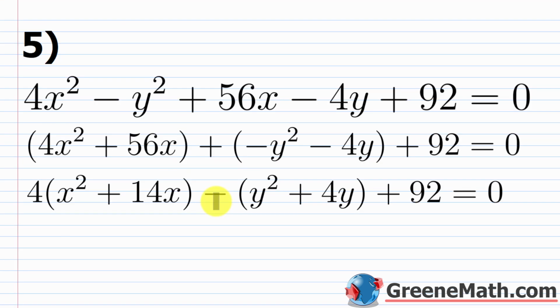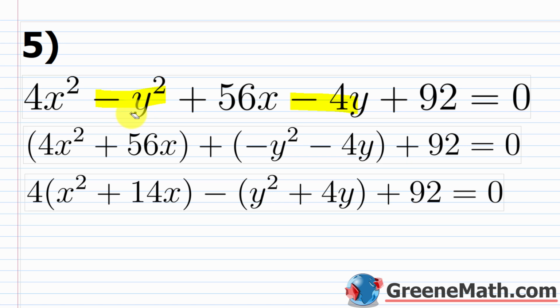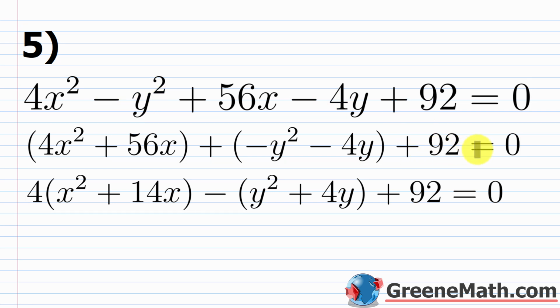All right, for problem 5, we have 4x squared minus y squared plus 56x minus 4y plus 92 is equal to 0. So what I'm going to do is put my x terms together and my y terms together. So here I'm going to go 4x squared plus 56x. That's coming from this term and this term. And then I'm going to go plus negative y squared minus 4y. So that's this term and then this term. And then I'll just have my plus 92, and this equals 0.